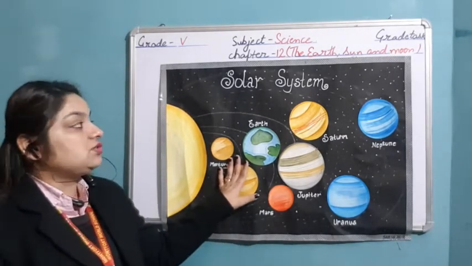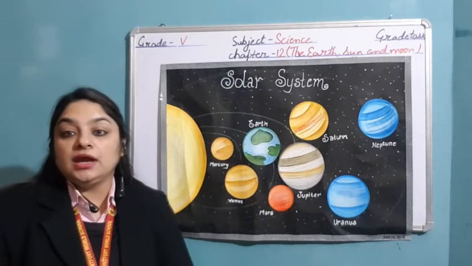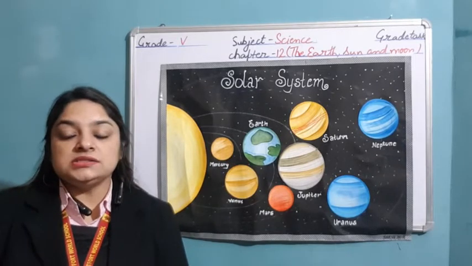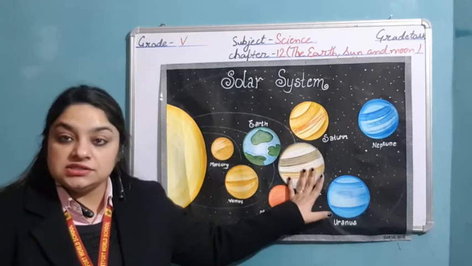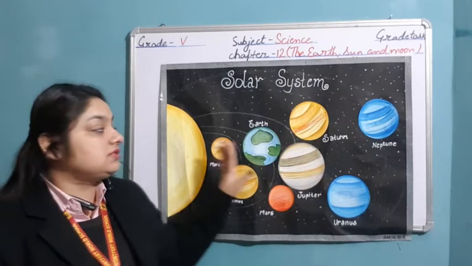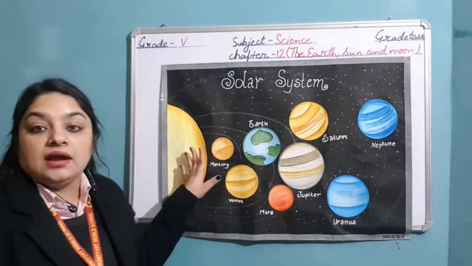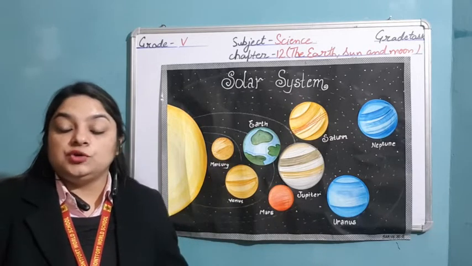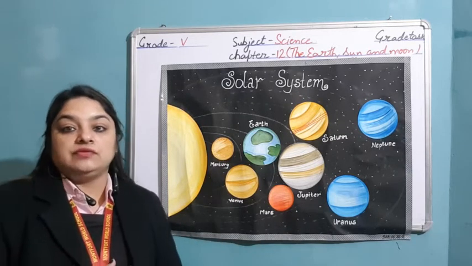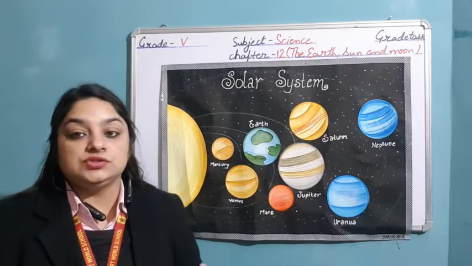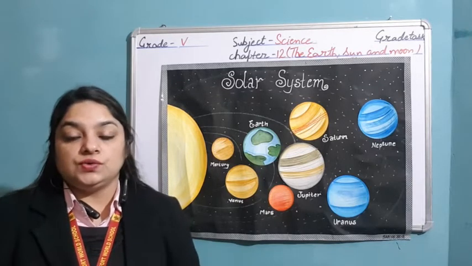First of all, what is the solar system? The solar system consists of 8 planets. There are a total of 8 planets in the solar system, the Sun and the other dwarf planets, and we have other heavenly bodies. All these together form the solar system.